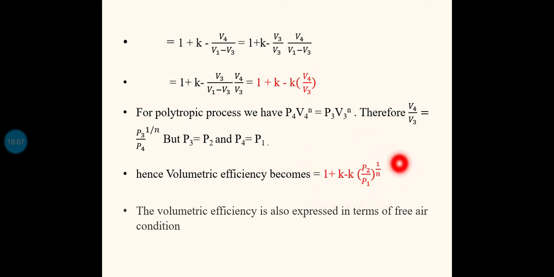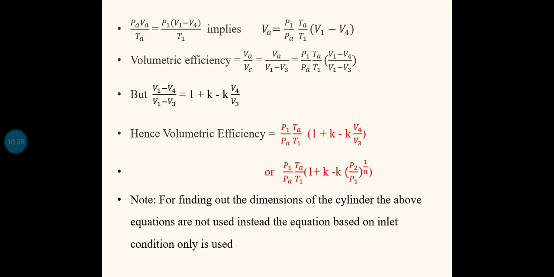Okay. So please learn it by heart. This is a very important equation. For doing the problems and all, we will be using this equation. So please remember this equation. And the volumetric efficiency is also expressed in terms of free air conditions. This equation is the volumetric efficiency expressed in terms of the clearance ratio as well as the pressure ratio of the compression. Now the same can be expressed in terms of the free air condition, that we will see.